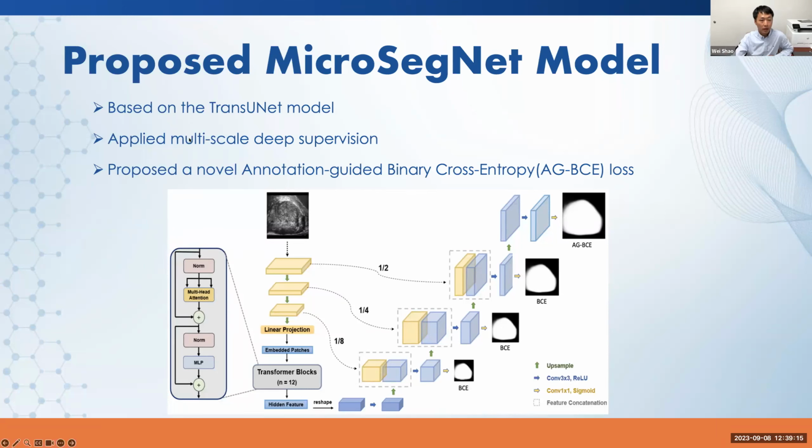And we customize our loss function. We propose a new loss function to use this information to improve the performance of our model. We call it annotation guided binary cross-entropy loss. Second, we use a segmentation model based on the vision transformer, called TransUNet, which combines UNet with a transformer. To continue improving the performance, we add multi-scale deep supervision so that our model can capture both global and local information at different scales. So those are the 2 innovations in this method.